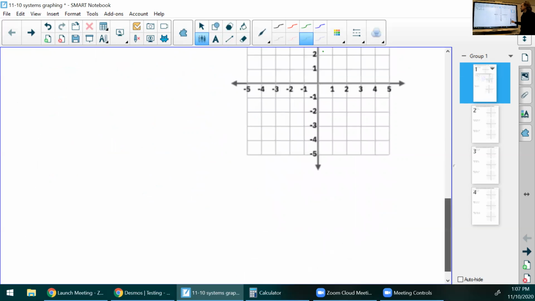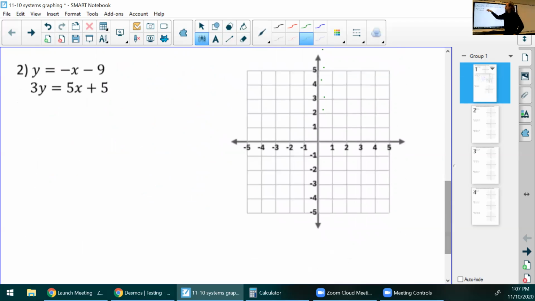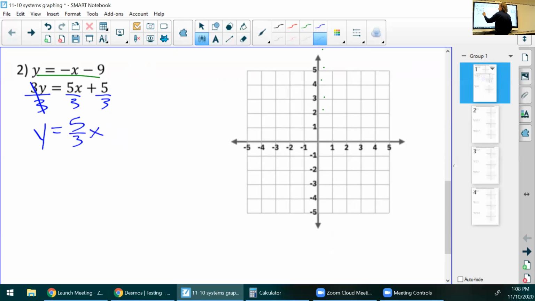So let's look at number 2. Extend the page a little bit. So this one, our top equation is all set. So you can leave it just like that. Our second one is 3y equals 5x plus 5. So to get y by itself, we would have to divide everything by 3. And so that's going to give us y equals 5/3 x plus 5/3.